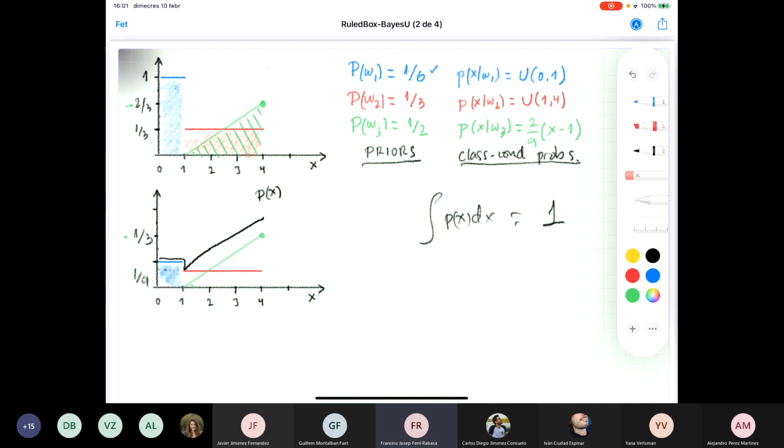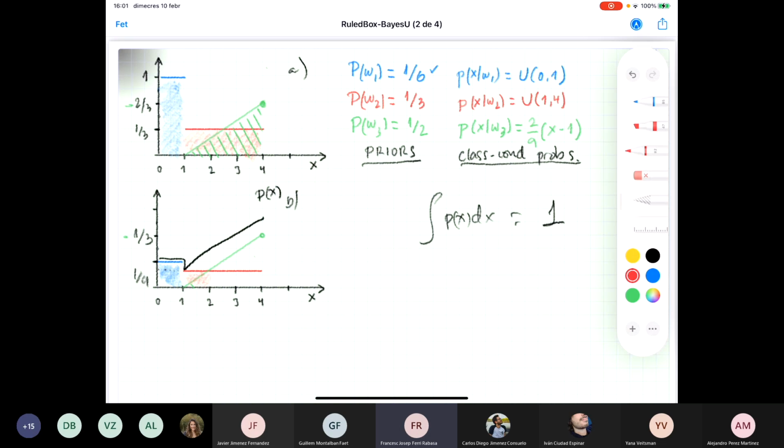So going back to the exercise, this is the answer of the first item. This is the answer of the second item. And we still have to compute the posteriors. Okay?